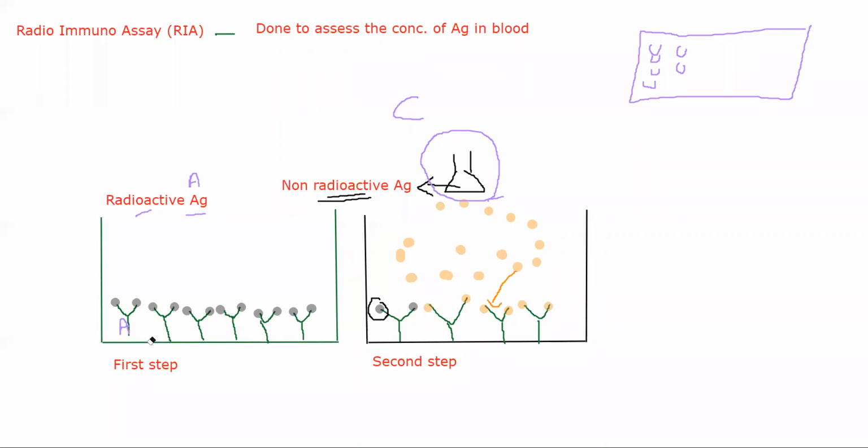Now obviously only A antigen can go and attach to that antibody, that I already know. Okay, what I will do is I will take a small beaker with the radioactive A antigen and I will pour that solution in this small well. What will happen is these radioactive antigens, let's suppose this is the radioactive antigen, I am pouring a lot of radioactive antigen.